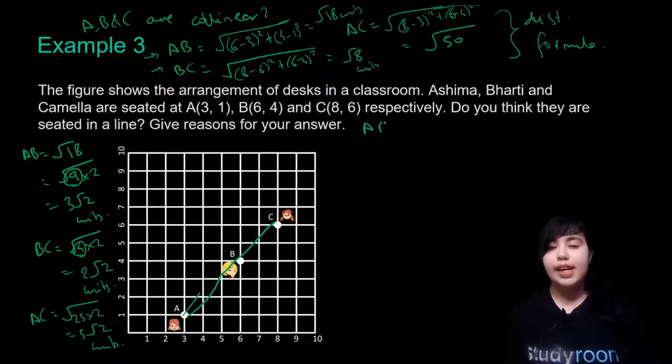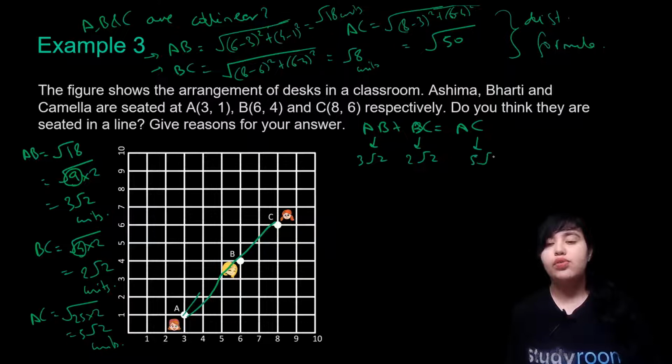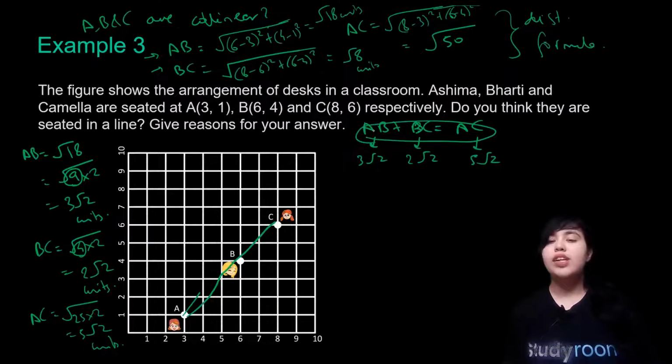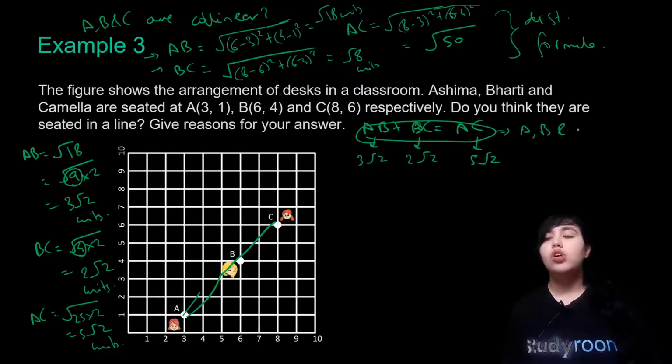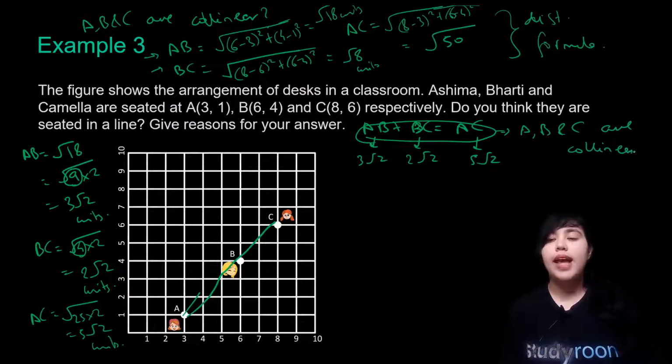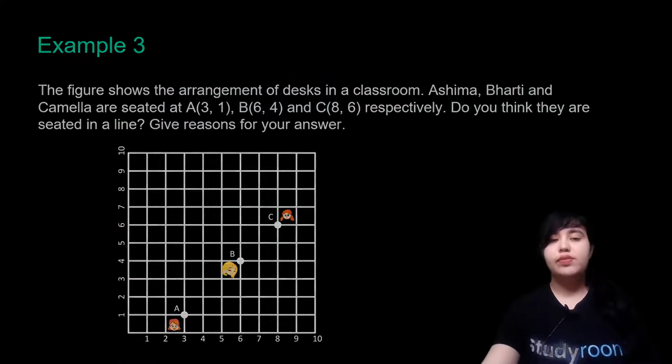So we see that AB plus BC is equal to AC, isn't it? See, 3 root 2 plus 2 root 2 is equal to 5 root 2, as you can see from here. So we've proven that the sum of two sides is equal to the third side. Hence A, B and C are collinear. What does that mean? That they are all lying on the same line, which means that these 3 girls are also seated in a line. So the answer is yes, and the reason is all the calculations that we've shown.